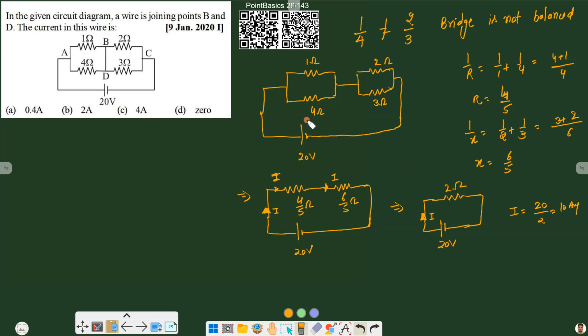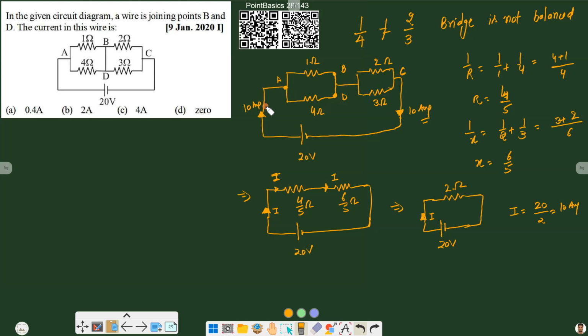Now going back to the original circuit, as in this circuit total current is 10 ampere, in this circuit again total current should be 10 ampere. Total inward current should be 10 ampere and total outward current should be 10 ampere. Now what we do? Suppose this is junction A, as is already mentioned, and here we have points B and C. So let's suppose this is B, this is D, and this is C.